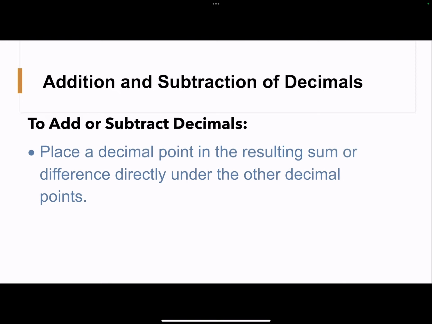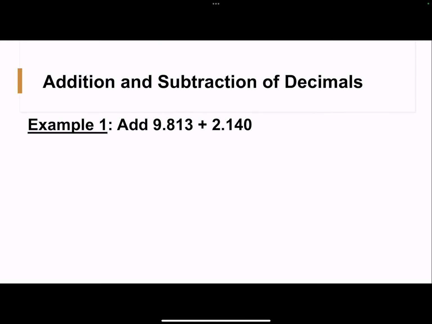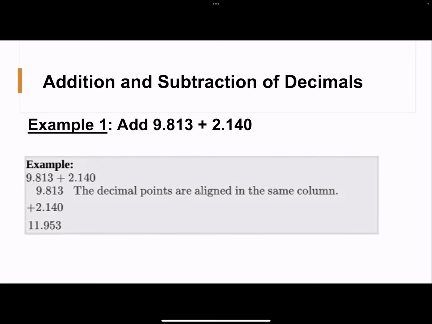To add or subtract decimals, you place a decimal point in the resulting sum or difference directly under the other decimal points. So in example 1, we're going to add 9.813 and 2.140. So when you do that, you're going to line them up as you can see in our example here. Line them up, and we're just going to add them. 3 plus 0 is 3. 4 plus 1 is 5. 8 plus 1 is 9. Wherever my decimal point was, it stays in the problem in the same place. 9 plus 2 is 11.